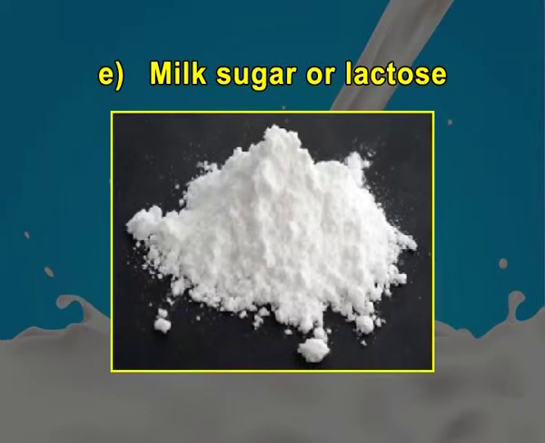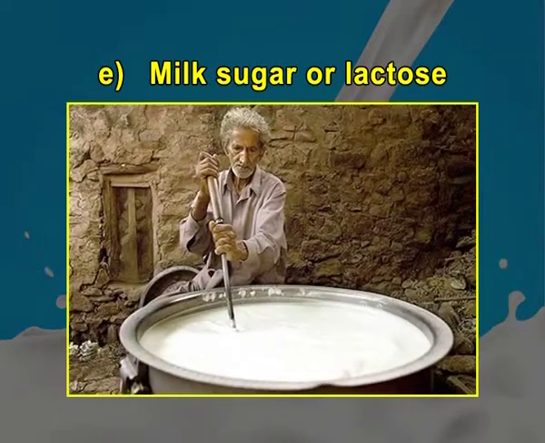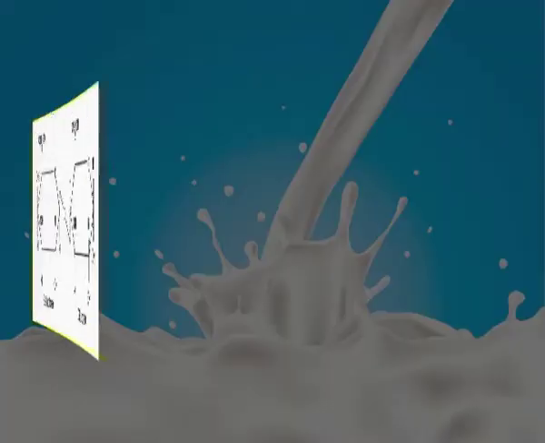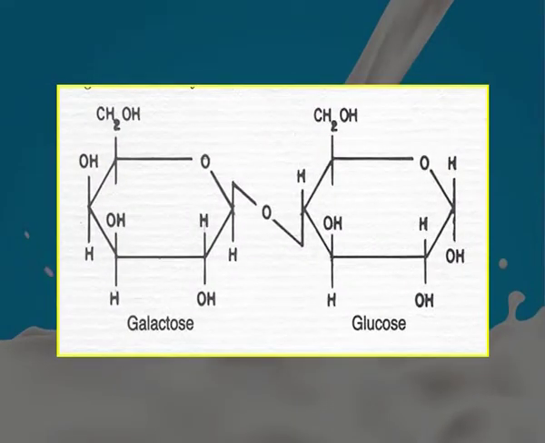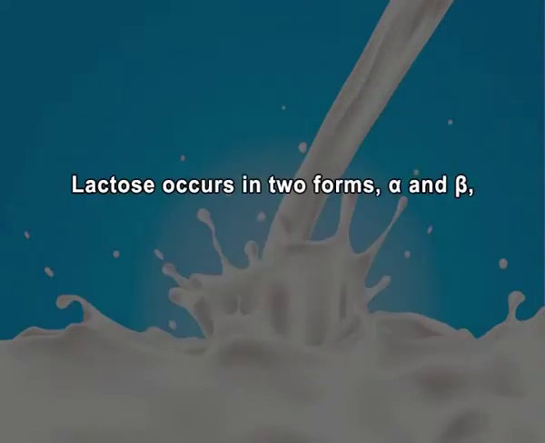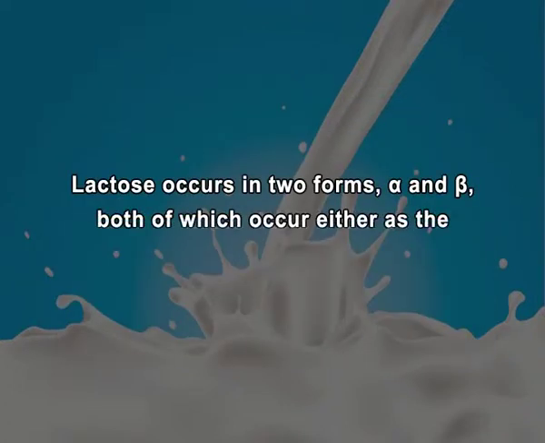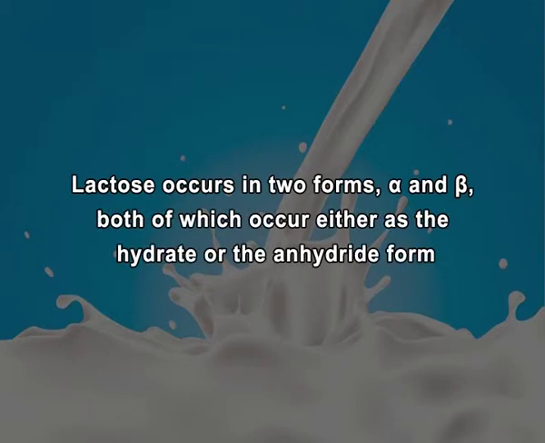Milk sugar or lactose. This exists only in milk. It is in true solution in milk serum. It is 1/6 as sweet as sucrose. Chemically, it is composed of one molecule of glucose and one of galactose. It occurs in two forms, alpha and beta, both of which occur either as the hydrate or the anhydrate form.